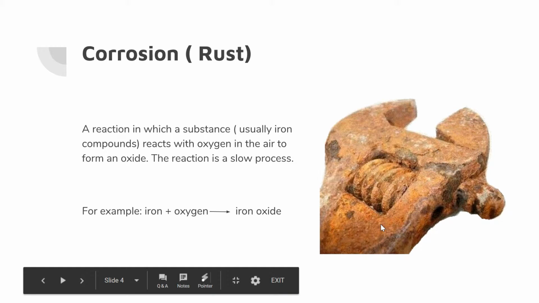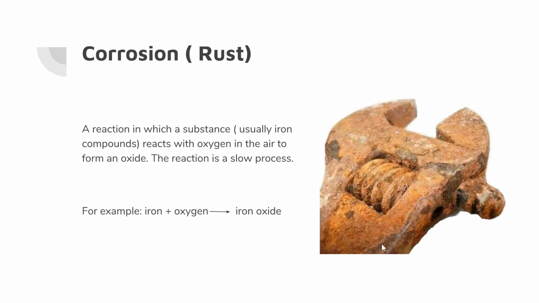Now, just for your interest's sake, iron is a strong substance, durable and metallic. But when it reacts with oxygen to form iron oxide, it is a very brittle material, which is why rust is not a useful chemical reaction.